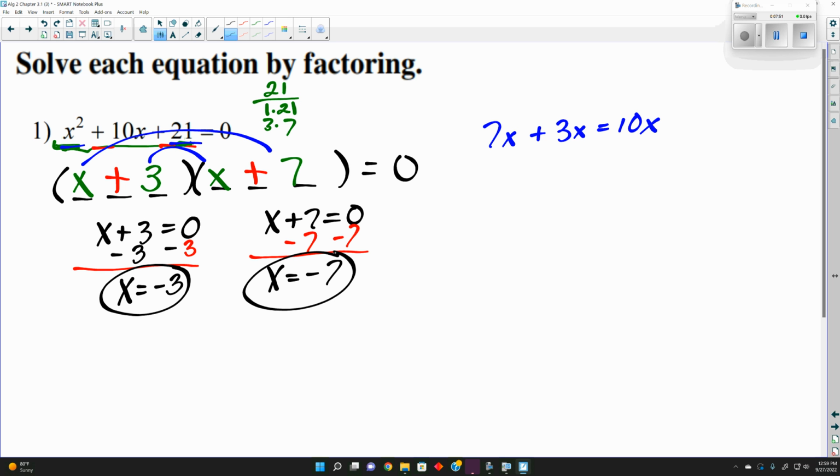And that's it. Now at this point here, we could plug them back in to make sure that they work, but these two here are our answers. And if we were asked to check, all we would need to do is plug the value of, say, -3 back in for x, and see if this equals 0.